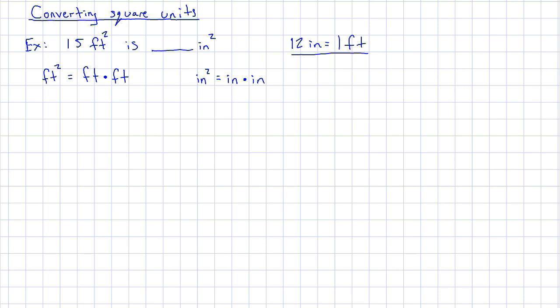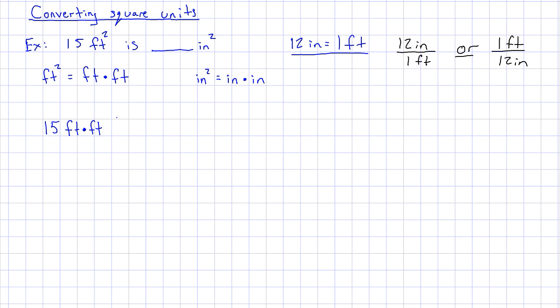Every time we do a conversion, we need to evaluate: 12 inches equals 1 foot can be written as 12 inches over 1 foot, or it can be written as 1 foot over 12 inches. We are going to use one of these two equity fractions. We just don't know which one yet. So let's begin. I'm going to start with 15, and instead of writing feet squared, I'm going to write feet times feet. And you're going to see why I've chosen to do it that way in a second.